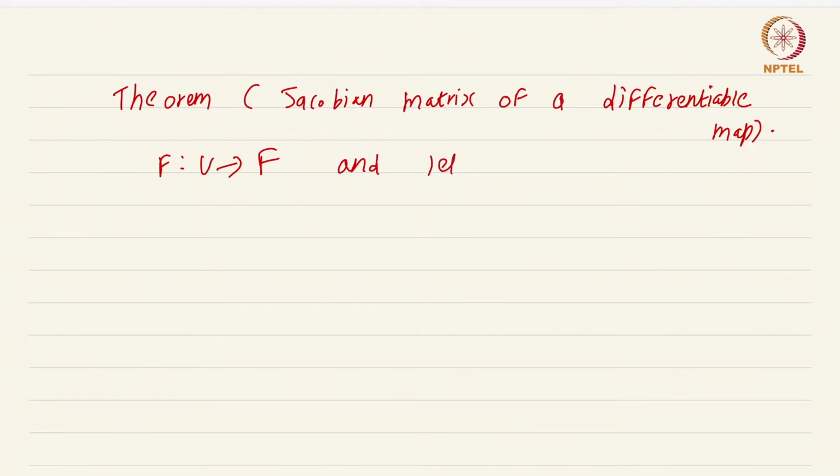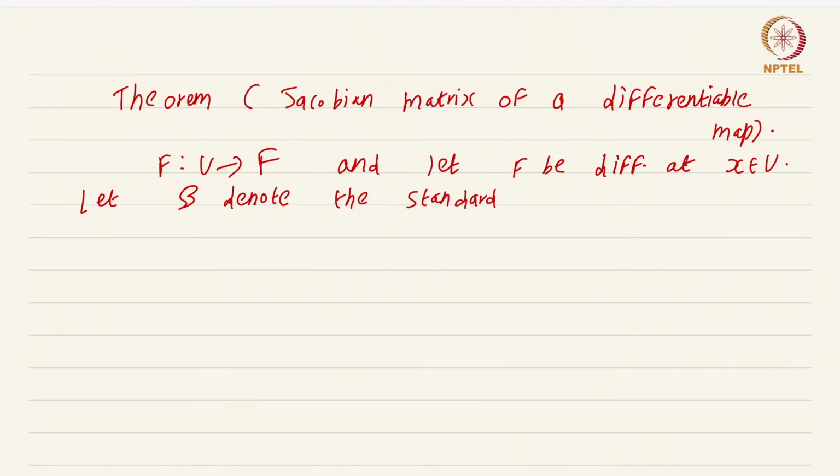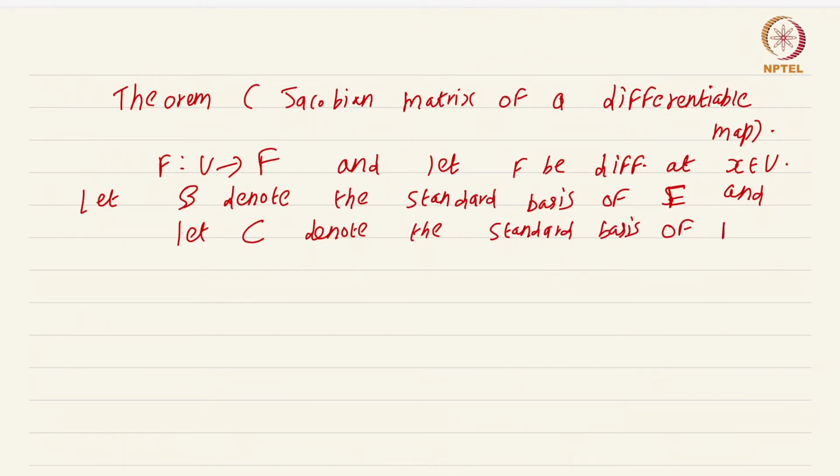Let f be differentiable at x in U. Okay, let B denote the standard basis of E and let C denote the standard basis of F. Okay, now write f as f1 comma dot dot dot fm.